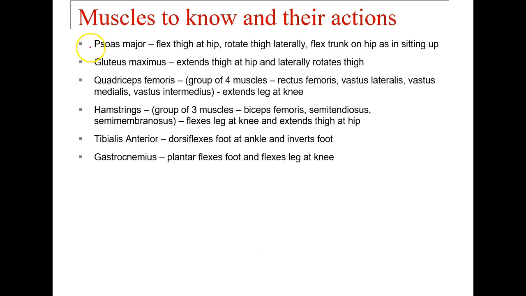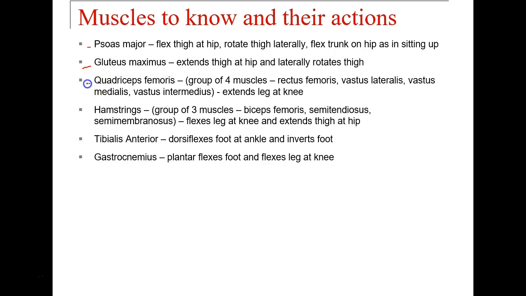Okay, psoas major is going to be your main hip flexor. Okay, and at the same time, we are rotating the thigh laterally. Now, an antagonist would be the gluteus maximus. We are extending the thigh at the hip.